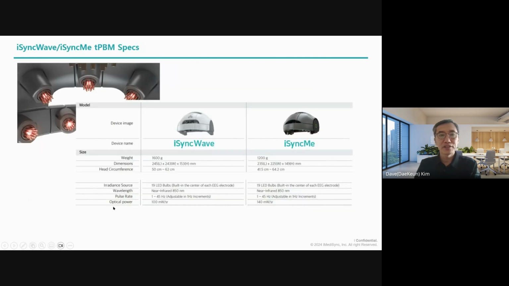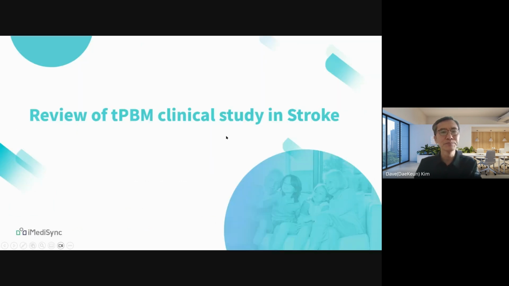And we have two different devices. The first device uses a little bit lower current. We use 10 milliampere, and this one is 20 milliampere. So the optical power is usually 2 times higher in the iSyncWave. iSyncWave gives 20 milliwatt for each LED device, while the other uses 10 milliwatt for each device. That's the difference in terms of photobiomodulation.